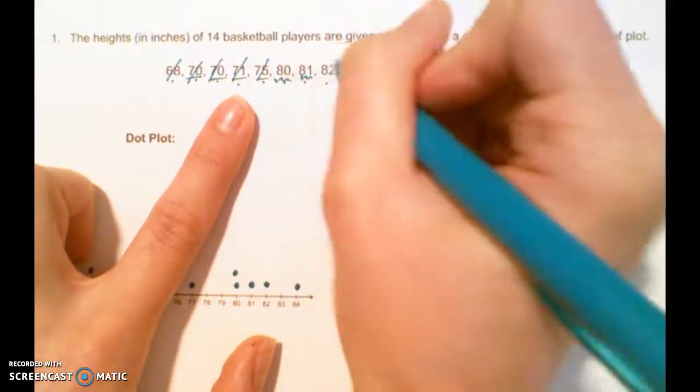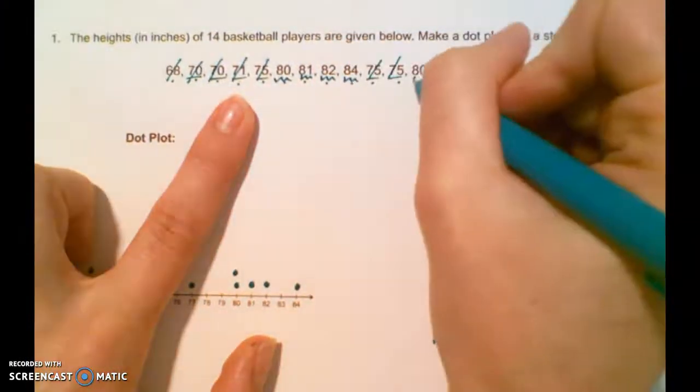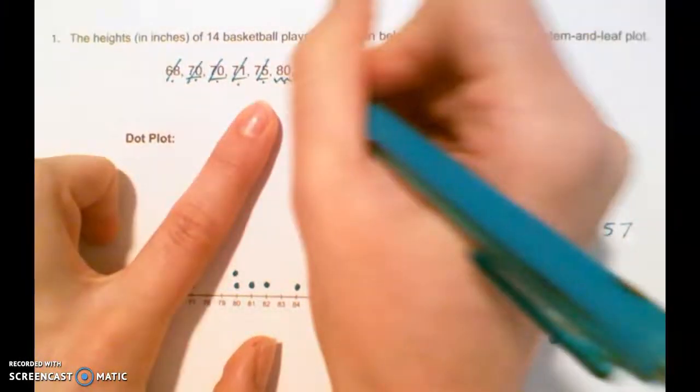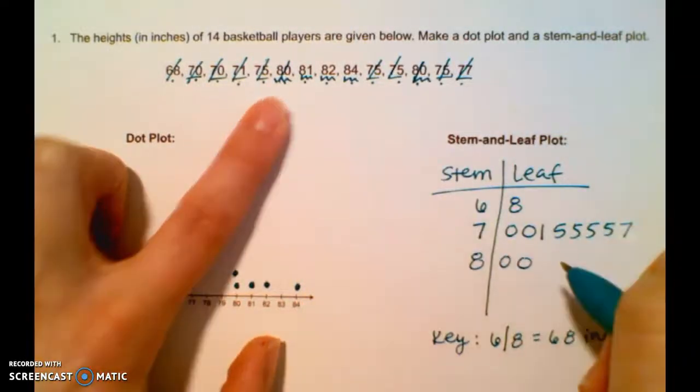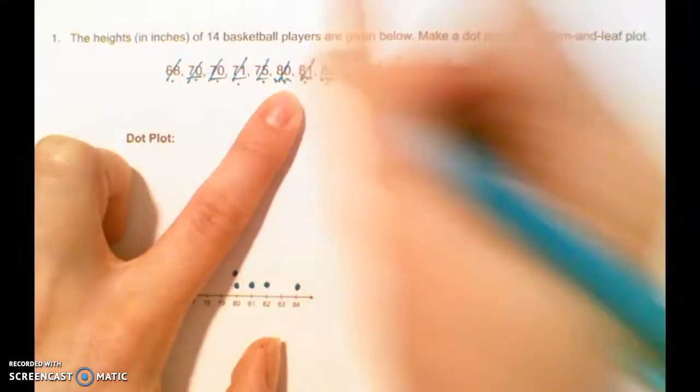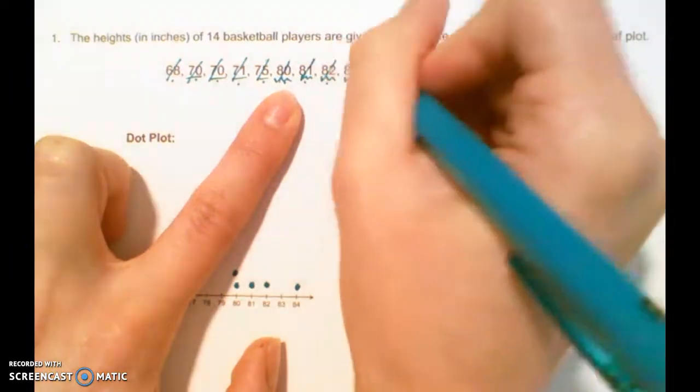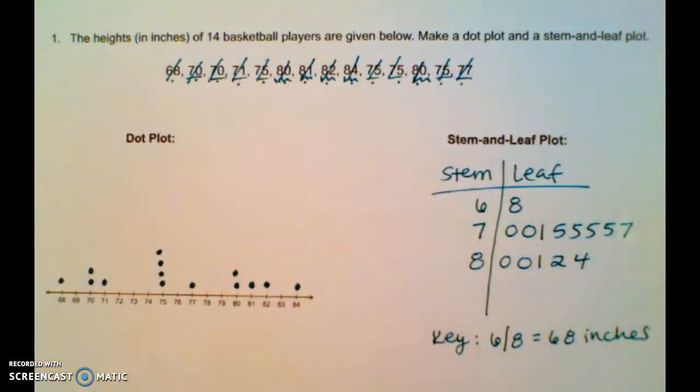We have 80, 81, 82, 84, and 80. So I see 2 80s, so that's going to be 2 zeros. Then an 81, an 82, and an 84. So there is our stem and leaf plot.